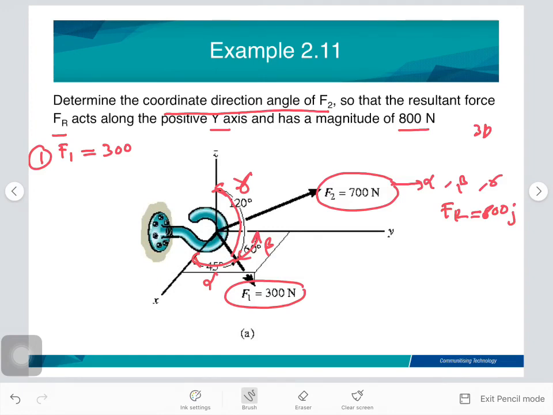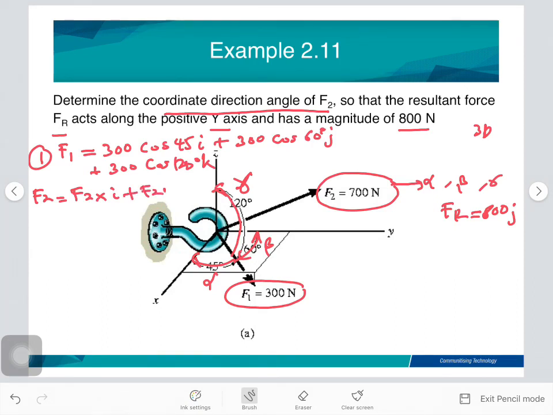Alright, so you have 300 cos 45 i plus 300 cos 60 j plus 300 cos 120 k. So that is F1. Now F2, with magnitude 700. You have to determine alpha, beta and gamma. The components of F2 can be written as F2x i plus F2y j plus F2z k.